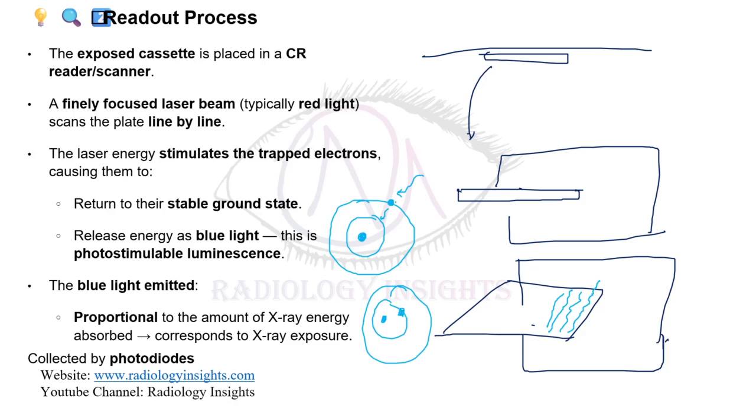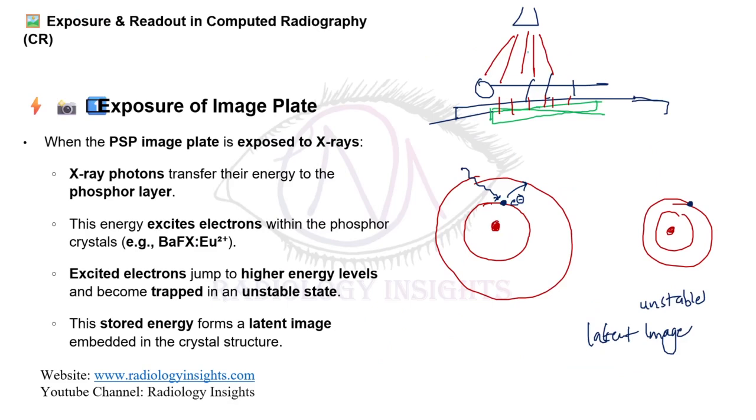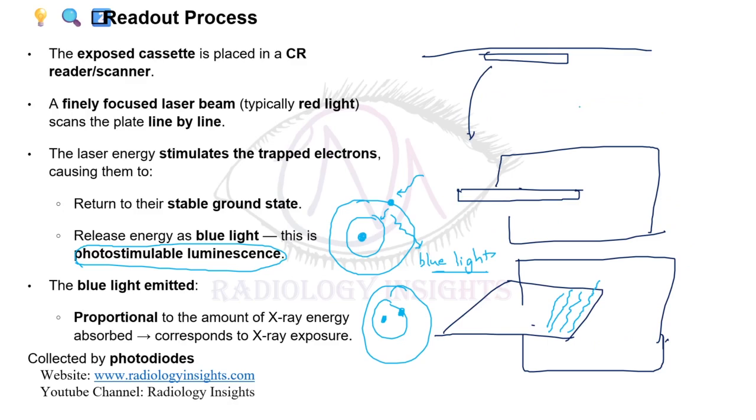In the process of when the electrons from higher energy state return back to the lower energy state, they release energy in the form of blue light. So this blue light is called photostimulable luminescence. The amount of blue light emitted is directly proportional to the amount of X-rays which are present here at this step.